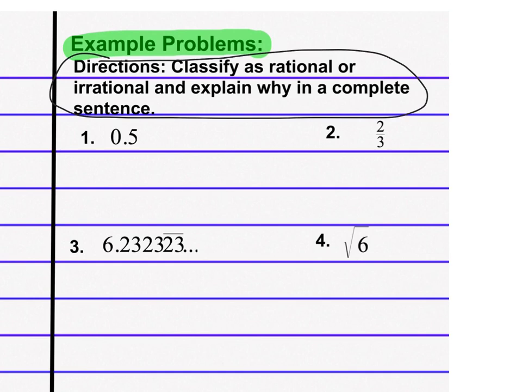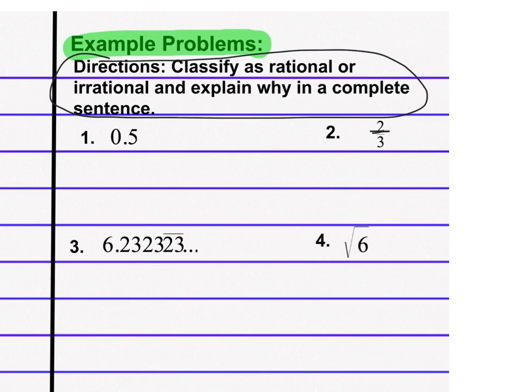But what we are going to do is classify each number as rational or irrational and explain why in a complete sentence. So it doesn't have to be a novel, a paragraph, a thesis statement, but we do want a sentence. So take a minute if you need to set up 1, 2, 3, and 4. So you need to write number 1, 0.5. Give yourself a little space. Number 2, 2/3. Number 3, 6.23333. All right, so take a minute, set that up.